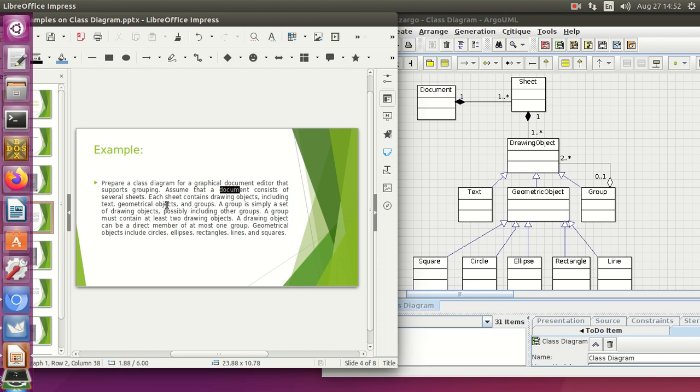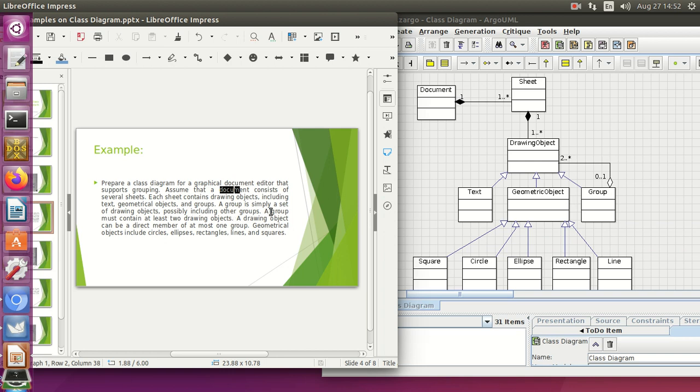Again, each sheet contains drawing objects including text, geometrical objects and groups. That means a sheet contains drawing objects, and a drawing object can be a type of text, a type of geometric object, or a type of group. So that's why we have used the generalization relationship, or we can say inheritance relationship, between drawing object and the text, geometric object and group. Possibly including other groups.